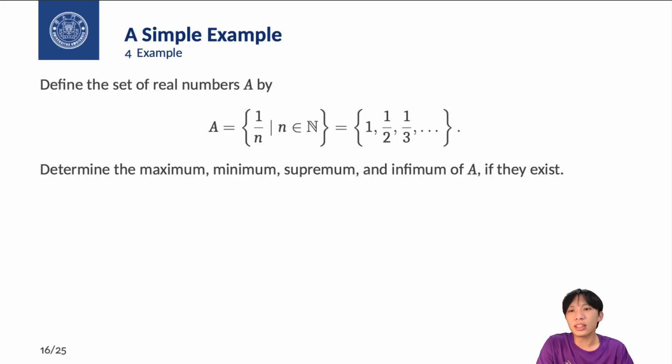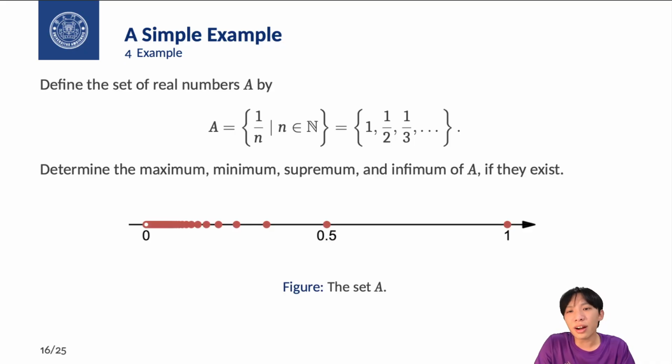Consider the set containing all positive rational numbers of the form 1 over n, where n is a positive integer. We will try to find the maximum, minimum, supremum, and infimum, if they exist. Here is a graph of this set. From the graph, we see that the elements approach 0 as n gets larger and larger, but they never actually reach 0. Based on this graph, we can guess that the maximum is 1, the supremum is also 1, the infimum is 0, and the minimum does not exist.